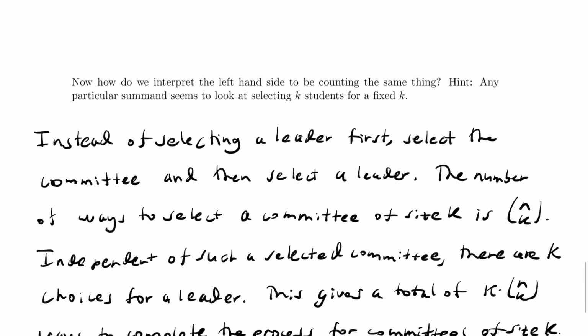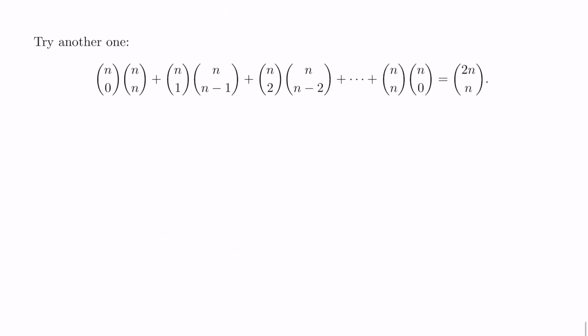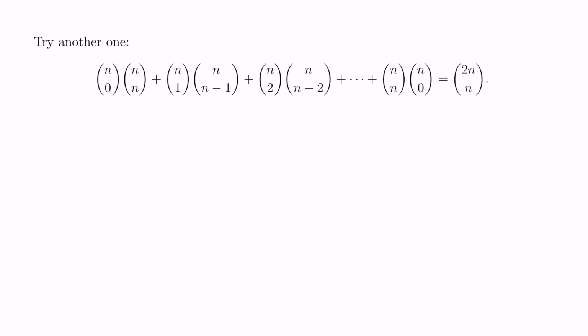Okay, so I'll suggest trying this one. Try to figure out a way to figure out this equality. I'm going to leave this blank because you have an assignment problem that's actually related to this expression. Okay, as a hint, try to interpret what this side is, and then see how you can interpret this as counting something different by looking at what the expression on the left is trying to explain.